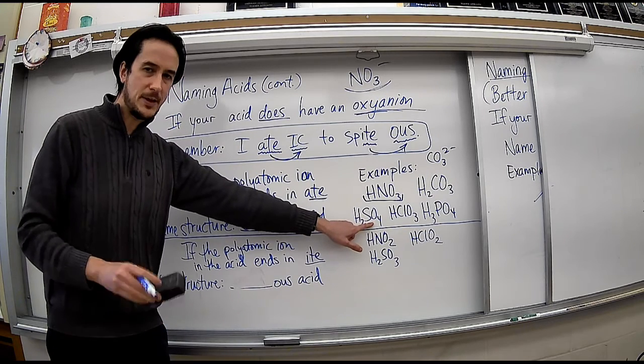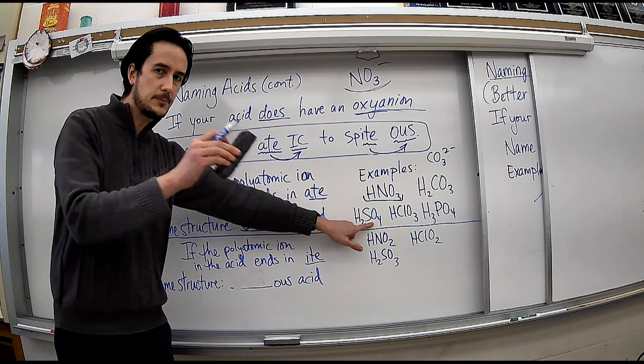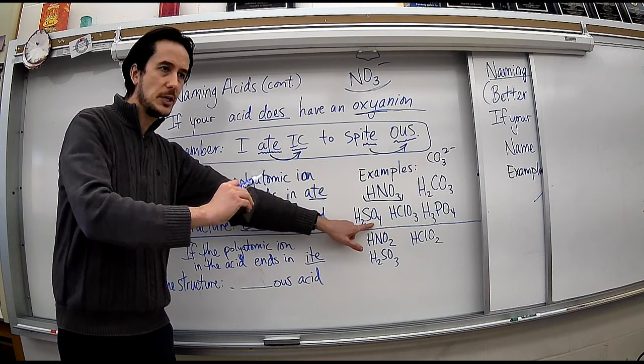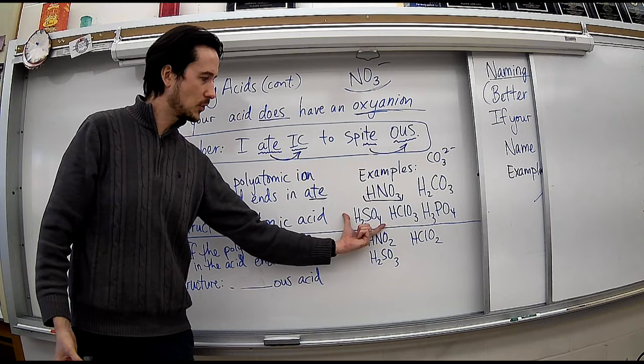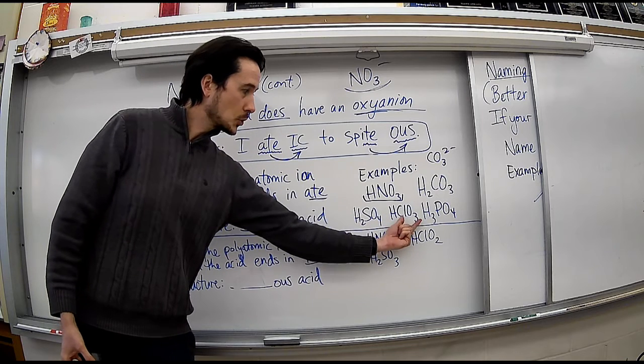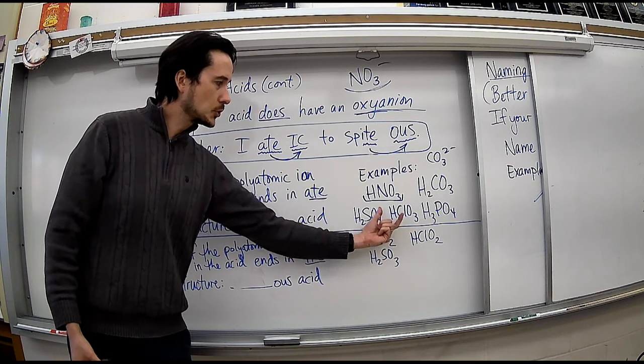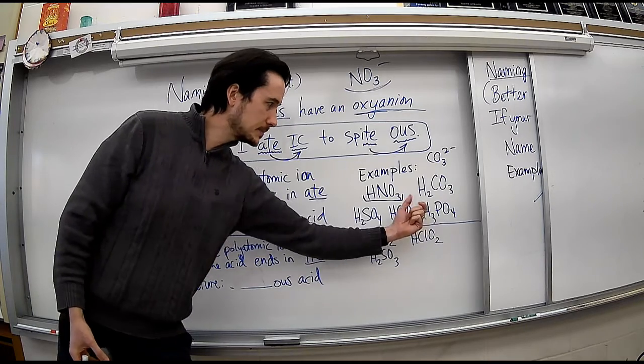All right, and that works for sulfate. This one's a little weird because it's sulfate, but it's sulfuric acid, right? You actually add that syllable back. That's okay. But you've heard of that. This is chlorate, and it becomes chloric acid. And phosphate becomes phosphoric acid.